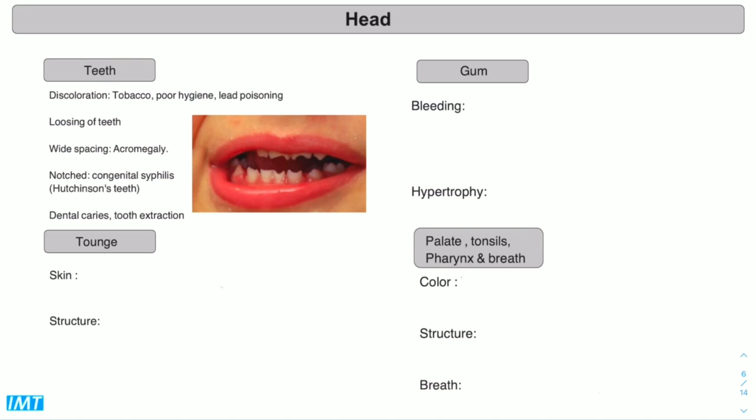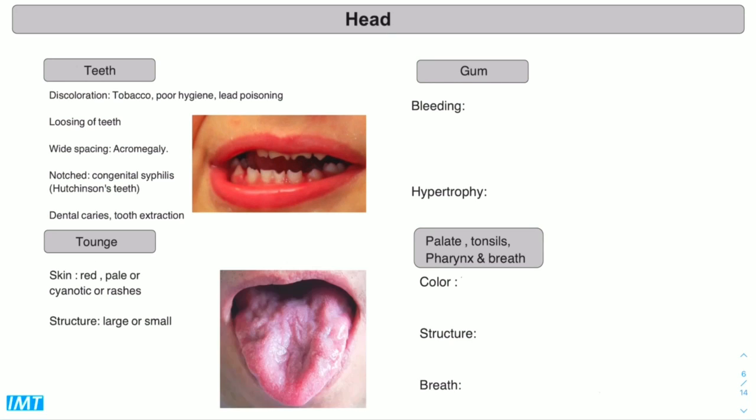Next, we talk about the tongue. We look for any redness, paleness, cyanosis, or rashes. We look for structure, large or small. As you can see here in this picture, this patient has a little bit of atrophy here. Atrophy can be due to lower motor neuron damage or to local damage.